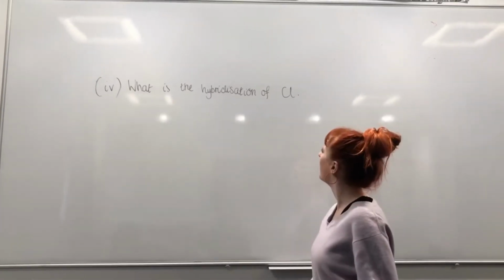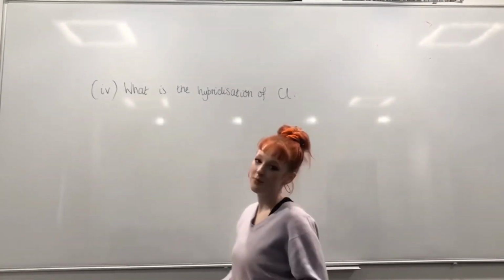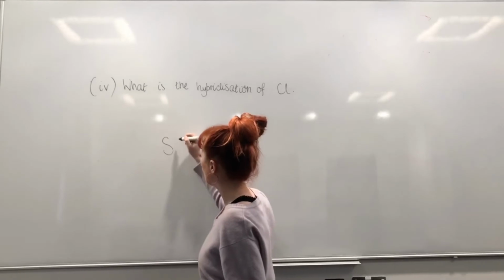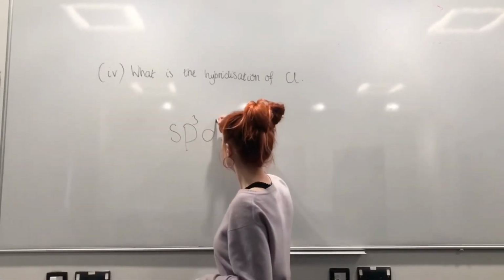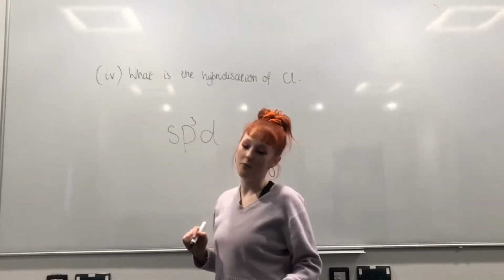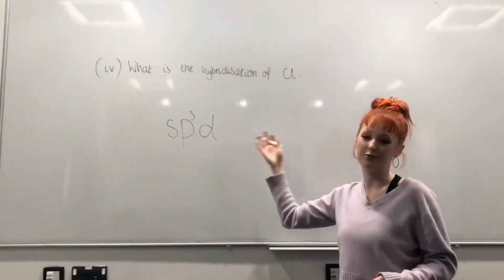In ClF3, there are 5 groups of electrons involved, as we've talked about. So that means there are 1, 2, 3, 4, 5 orbitals involved, with the hybridization of sp3d.